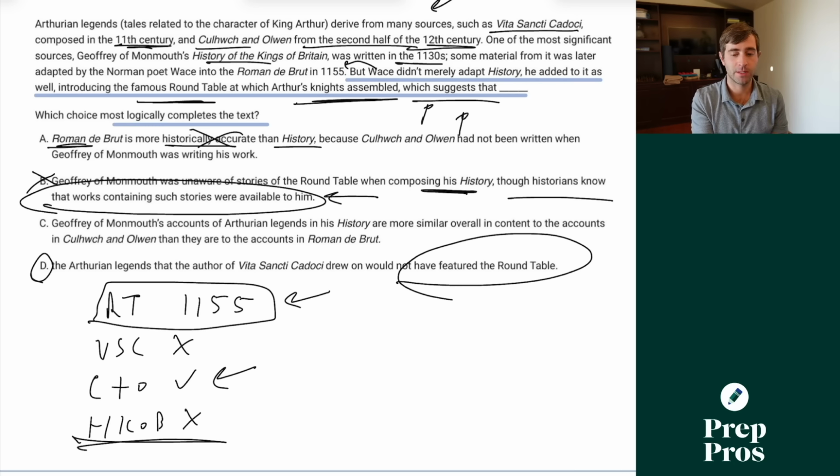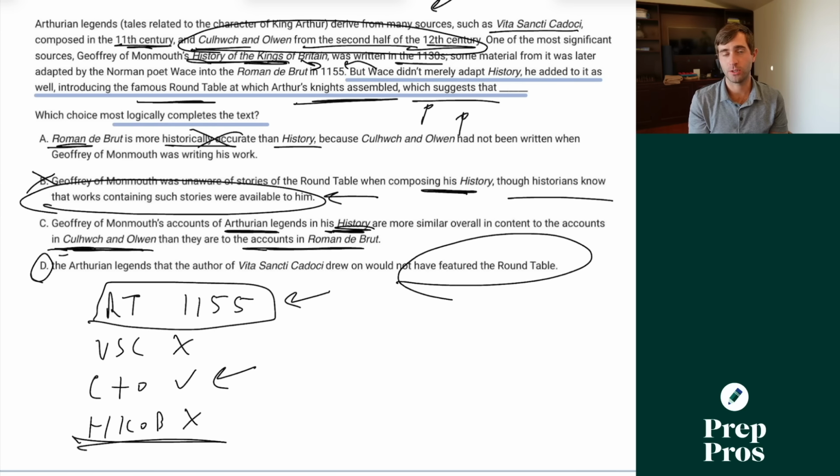C, Geoffrey of Monmouth's accounts of Arthurian legends and history are more similar overall in content to the accounts of Culwch and Olwen than they are to the accounts in Roman de Brut. Well, this would make no sense because stuff from History of the Kings of Britain was adapted into Roman de Brut. We don't establish any relationship between the History and Culwch and Olwen, so we don't have any evidence for that. The other thing we could look at is Culwch and Olwen could have the round table, the History could not, but that's how we can see that D must be our correct answer.